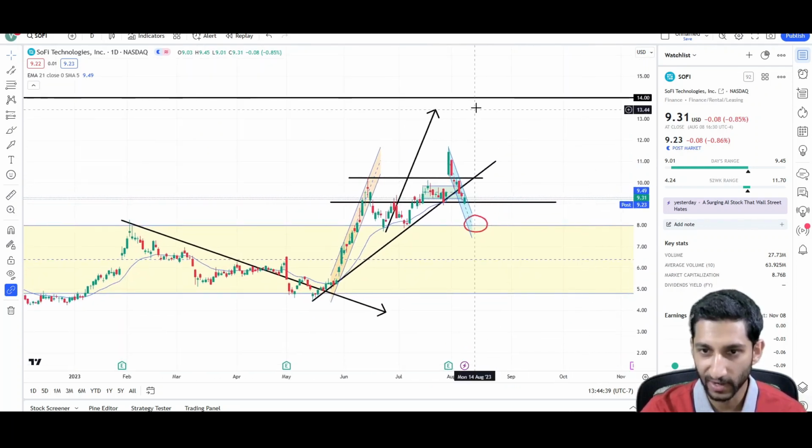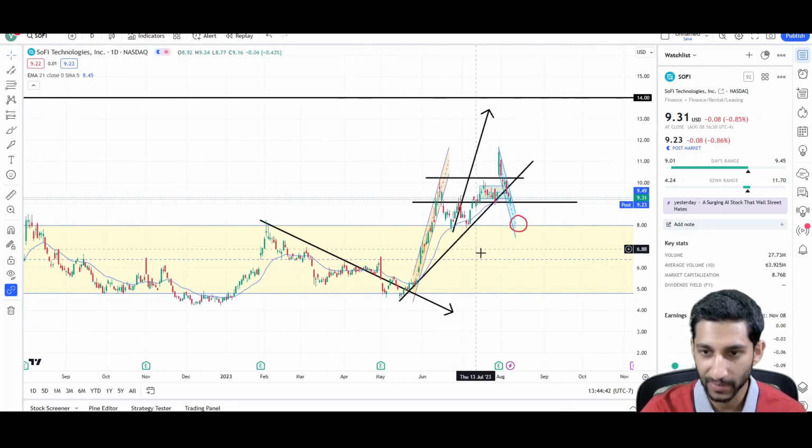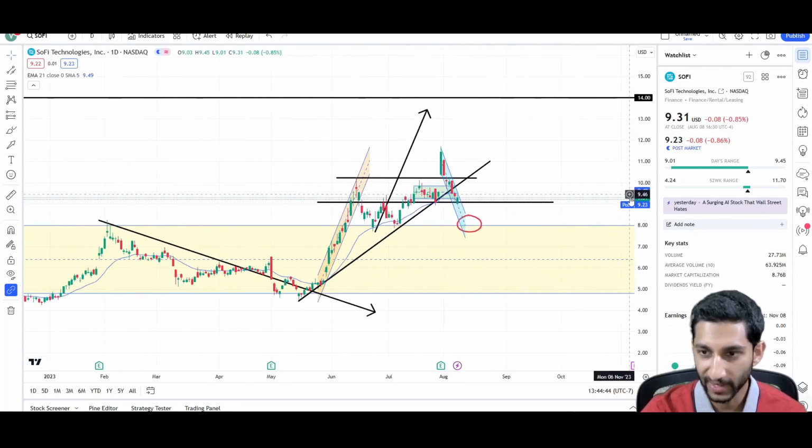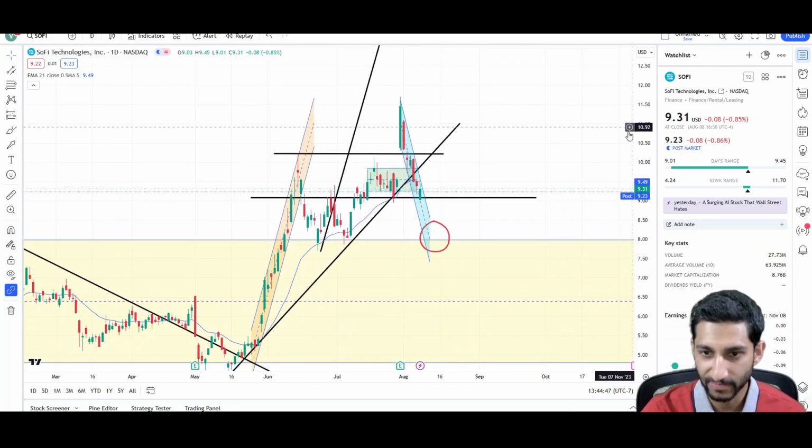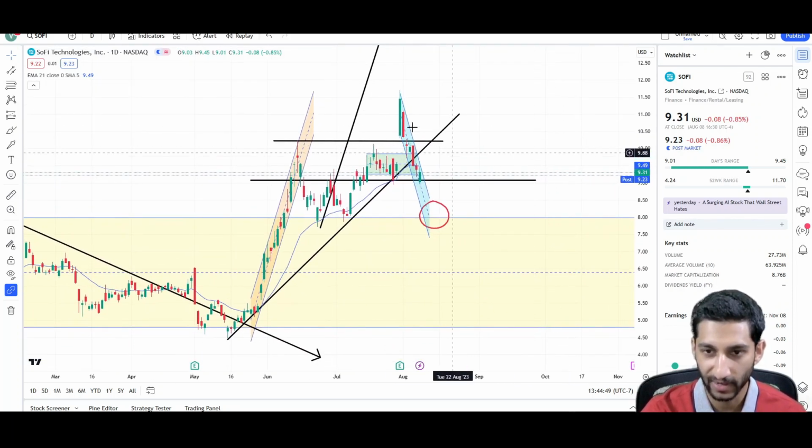Also, price was unable to reach the measured move target. We can still probably see another attempt higher. But right now, it looks like the bears are in the lead. It looks like they have control over the market, at least in the short term.